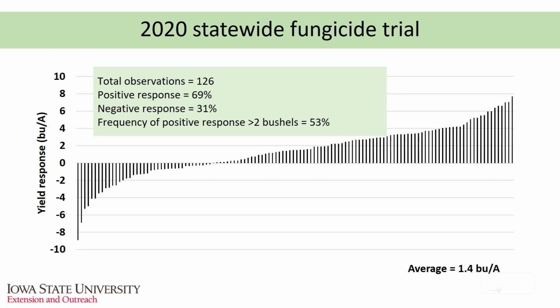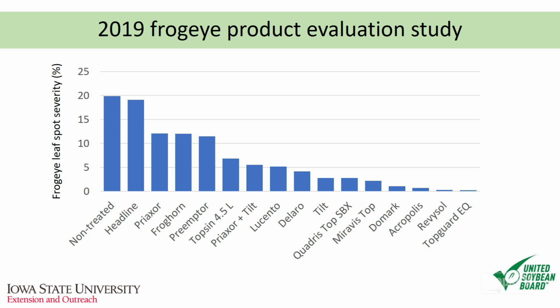So compare that to 2020 when we had a lot less rain, and the average across all of them was 1.4. 69% were positive, and the frequency of them being over 2 bushels was 53%. So you can see the numbers dropped. The average across all the treatments dropped. And that's just a reality of having less disease because we had a lot less rain. It was not a year where we had a lot of frog eye or brown spot or any foliar diseases here in Iowa. I'm going to go back to 2019 to sort of prove this next point.